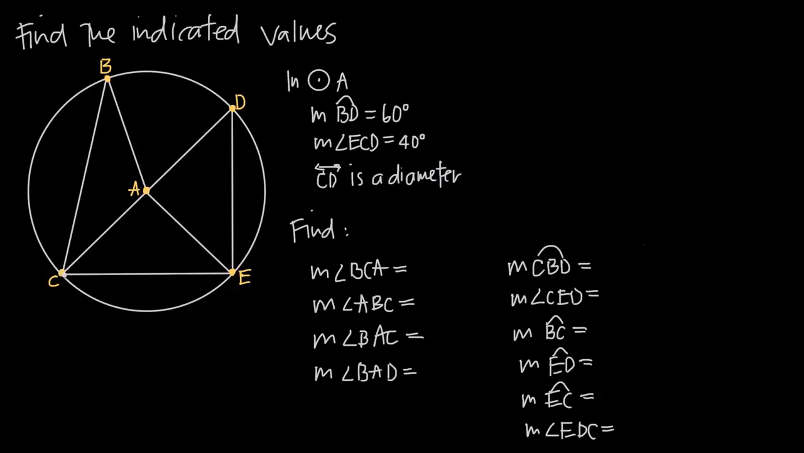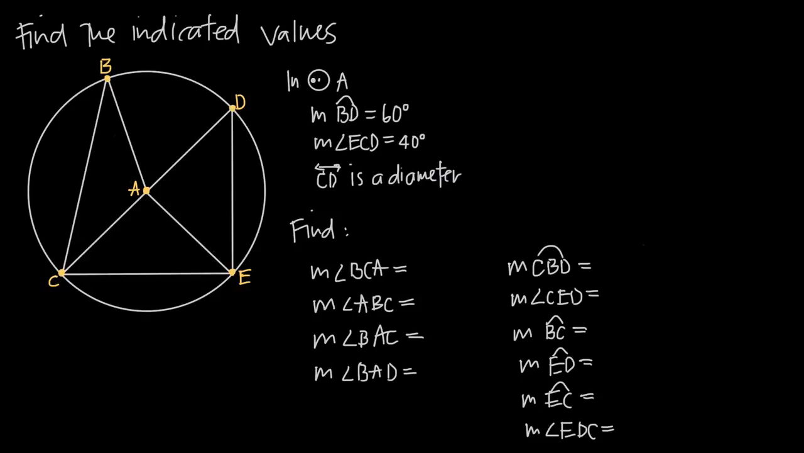So its vertex lies on the circle, and the edges of the angle, which are the line segment BC and the line segment CD, are chords of the circle. Remember that a chord is a line segment that has its endpoints on the circle. So chord BC has its endpoints on the circle, and chord CD has its endpoints on the circle. Therefore, the angle BCD is an inscribed angle in the circle because its vertex is on the circle and the edges of the angle are both chords of this circle.